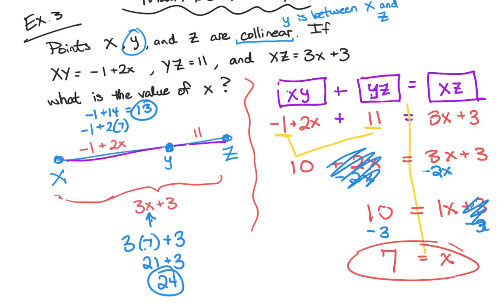So let's see if our segment addition works out. The left part was 13. The right part was 11. And the whole thing was 24. Hey, those numbers add up. It all adds up. Very cool.